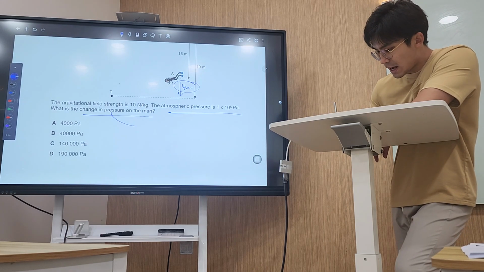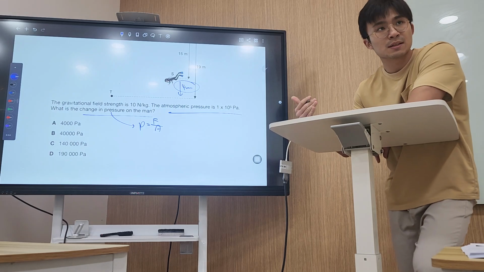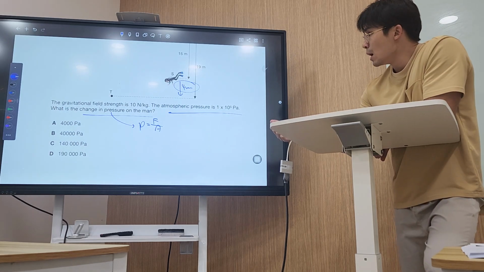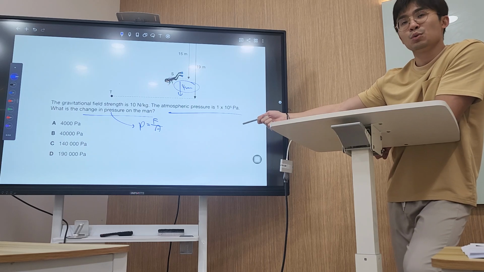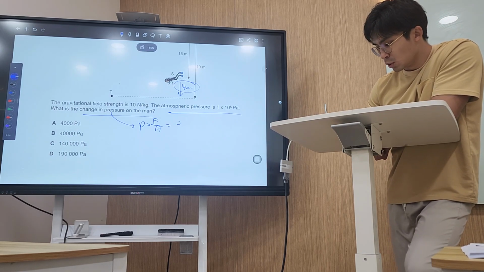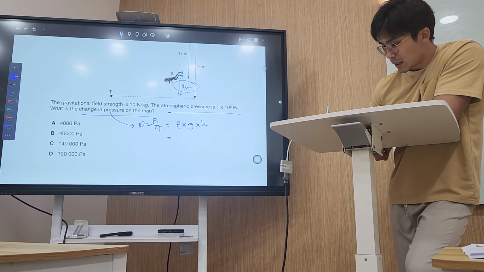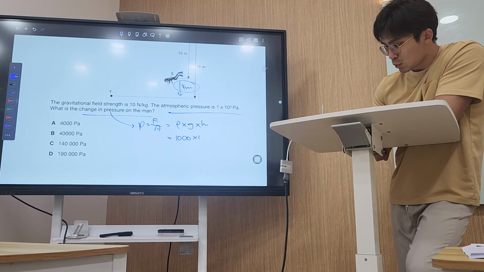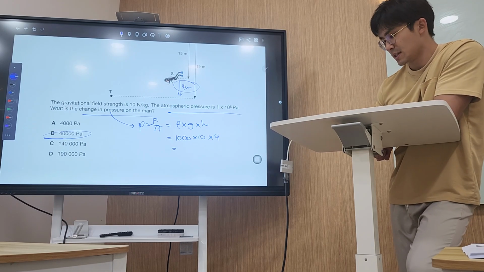Okay, pressure. I saw some of you writing P equals F over A. Yes, pressure is force exerted per unit area. But you don't know how fat this fellow is, you don't have its area. So we use another method: rho times g times h. Density is 1000, g is 10. You went down a height of 4 meters. 40,000 Pascals is your answer.